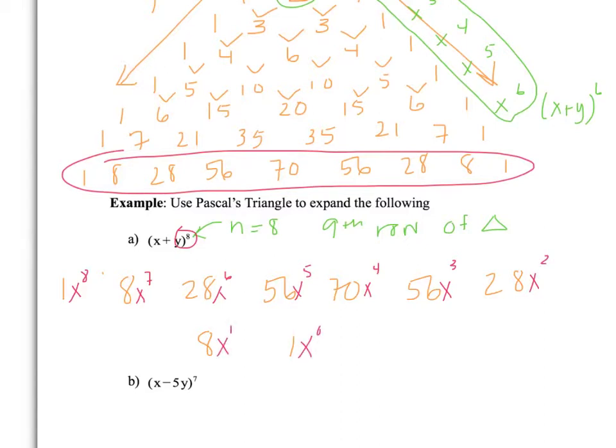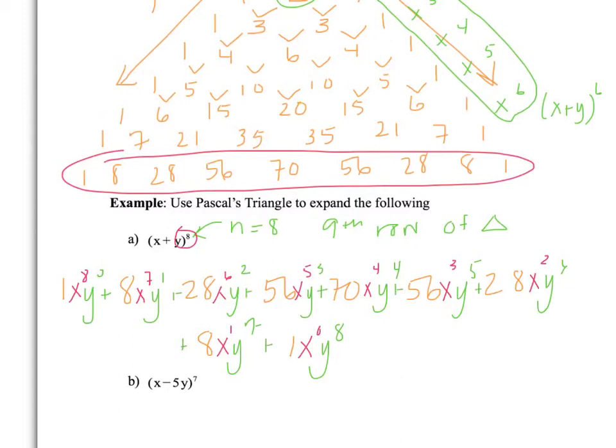Remember, my y's are going to go in opposite order. So they'll start at y to the 0, y to the 1, y to the 2, y cubed, y to the 4th, y to the 5th, y to the 6th, y to the 7th, y to the 8th, and all these terms are adding together. So I'm just going to add an addition sign between them all.